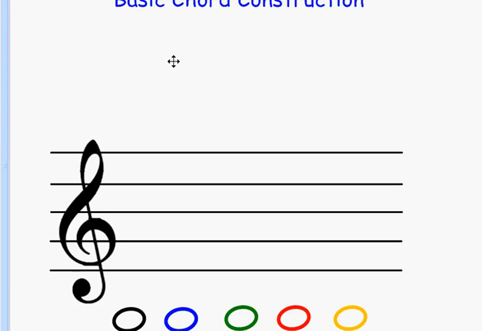Welcome to Basic Chord Construction. We're just going to talk today a little bit about what kinds of things create chords.